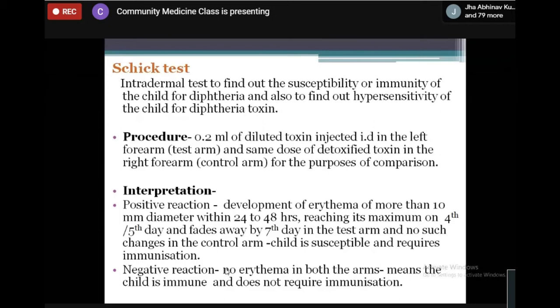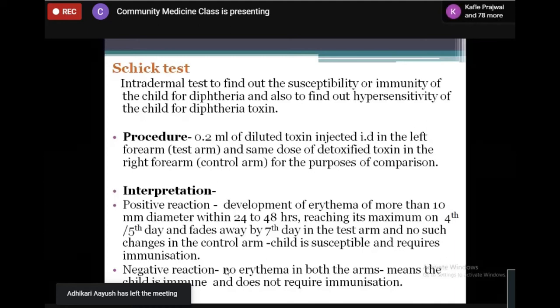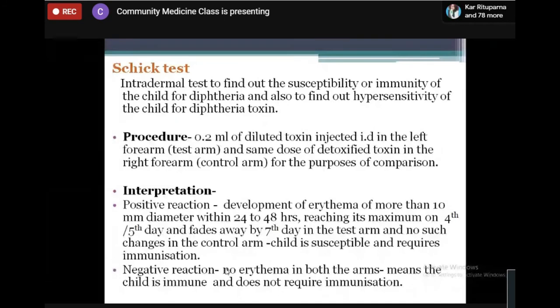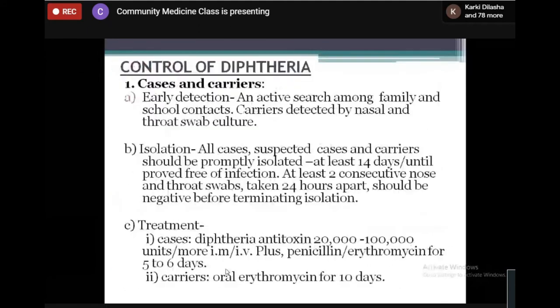Negative means there is no development of erythema in both arms. It means the child is immune and doesn't require immunization. But here we don't do the Schick test. We just vaccinate all the infants as per the government's rule. So how to control diphtheria?